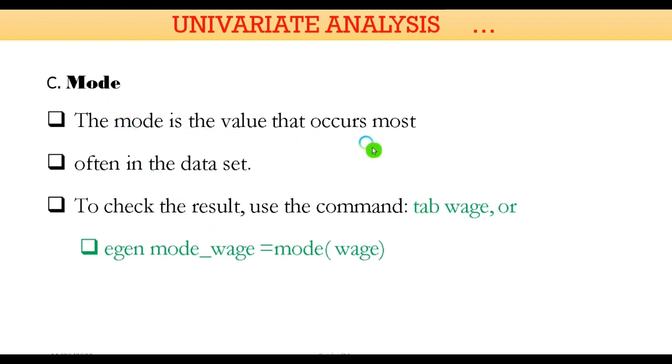The other one is the mode. Mode is the value that occurs the most in the given data. The one that occurs more often, you can say, is the mode. To check the result, use the command tab or simply write mode. Mode which means the name you are creating, the name you are generating. This mode is derived from the weight, let's say.